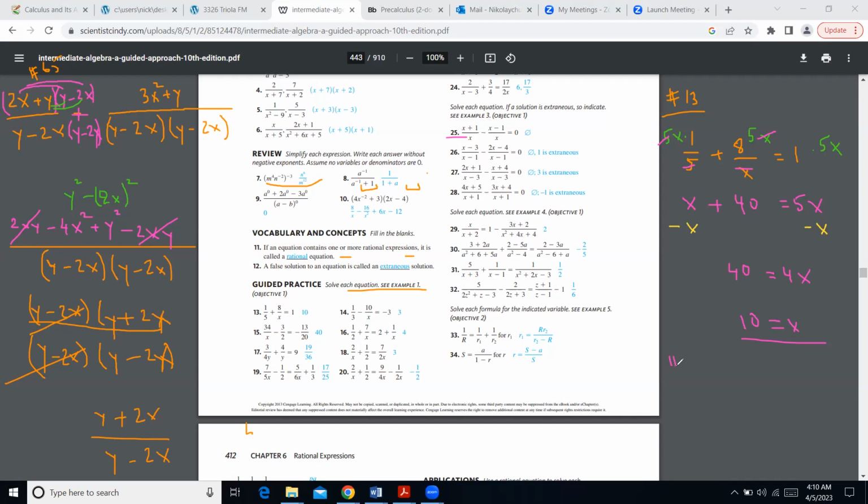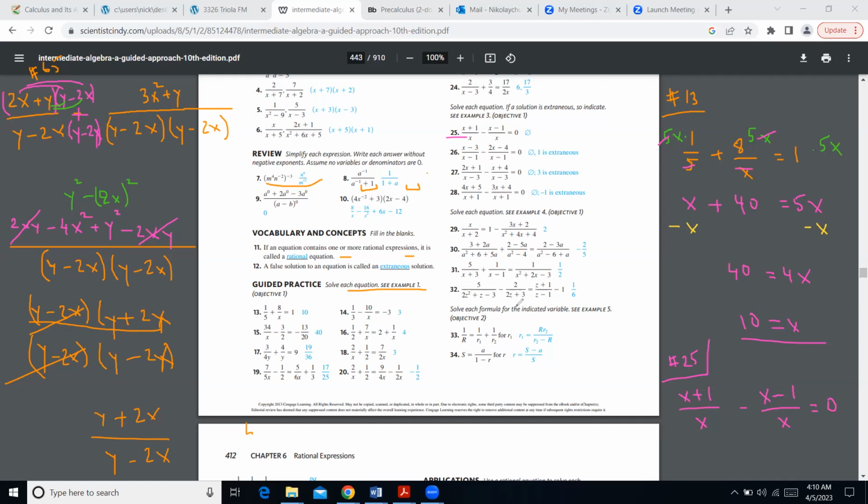Let me do number 25. Here's another exercise that has a denominator, but it is a very nice exercise because the denominator is the same, it's just a letter x. So I have x plus 1 over x. And then we subtract from it x minus 1, also divided by x. And this is equal to 0.